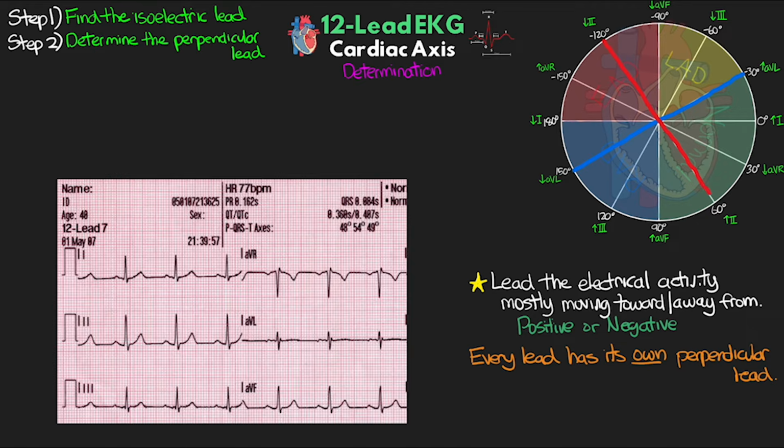Now we can also just memorize this picture of our limb leads on an EKG with arrows showing the perpendicular leads. In the middle we have 2 and AVL going straight across. Then we do these diagonal lines for 1 and AVF being perpendicular and 3 and AVR being perpendicular. This is pretty easy to memorize and makes determining the perpendicular lead quick and easy. Again, following this method on our normal EKG, our isoelectric lead is AVL, and therefore we know straight across is our perpendicular lead, lead 2.